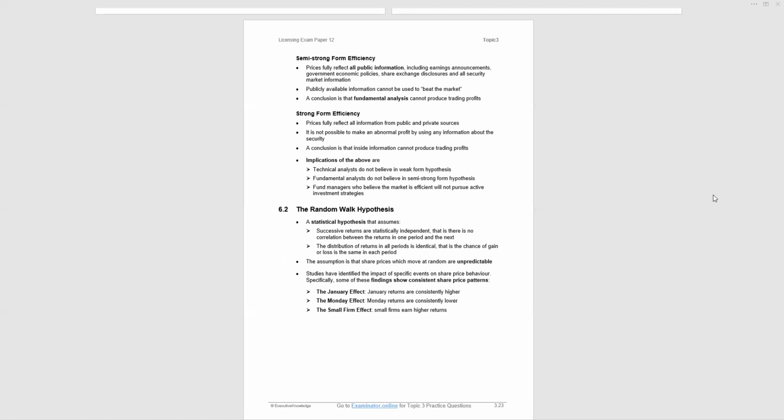Do I need to know this? Yes, it has been examined. They may ask you which one of the following is not an effect that's a consistent share price pattern, or they could ask you about one of those.